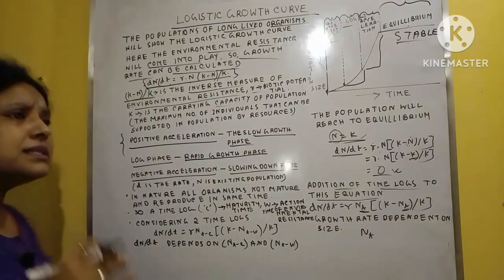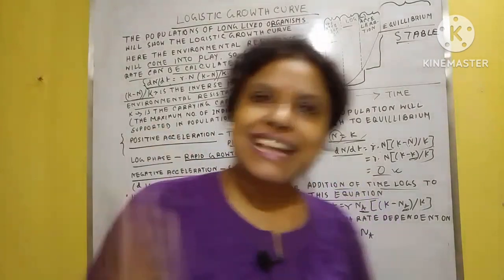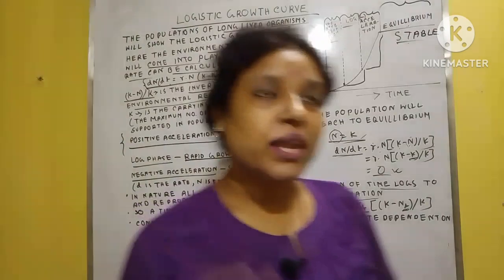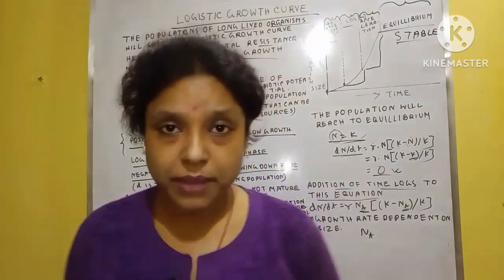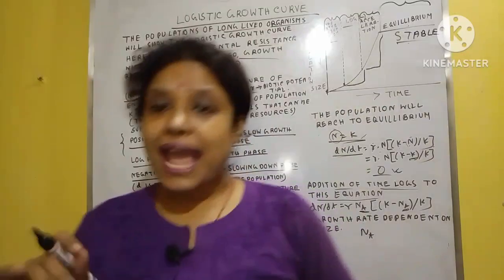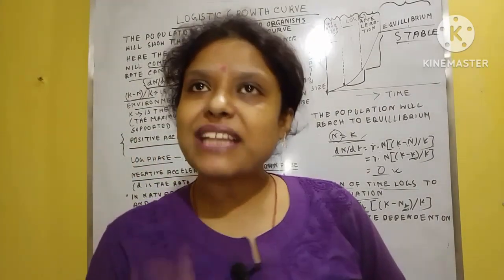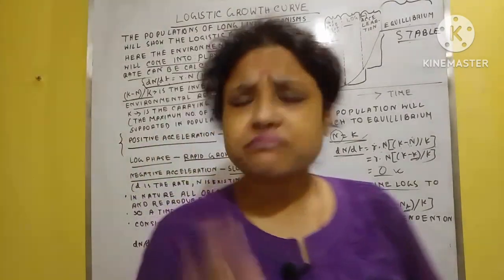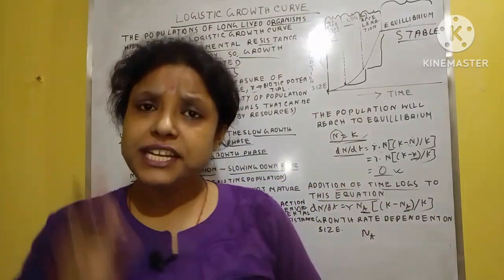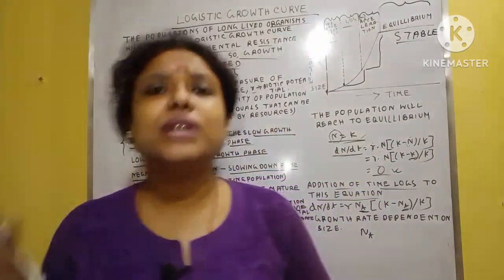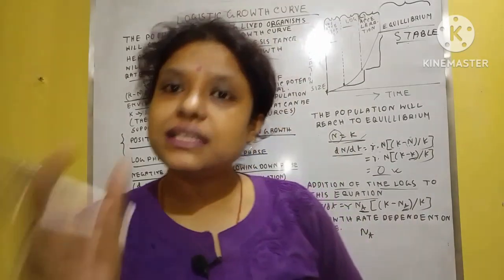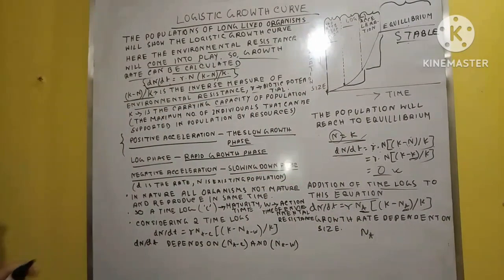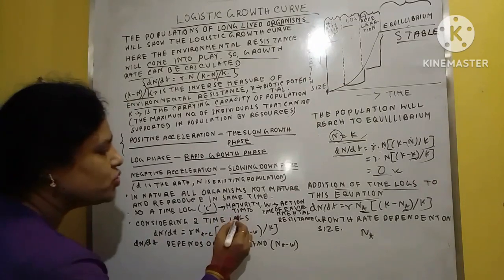After that, one situation arises. What is that? The maturity of all individuals does not occur at the same time. And not only that, as maturity is not seen in all the individuals at the same time, they cannot all reproduce at a particular time. So we have to consider this time and write another variable, that is C. This is called the time lag C, the maturity time.